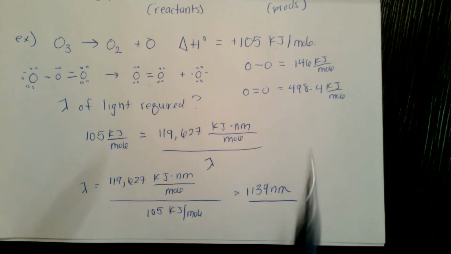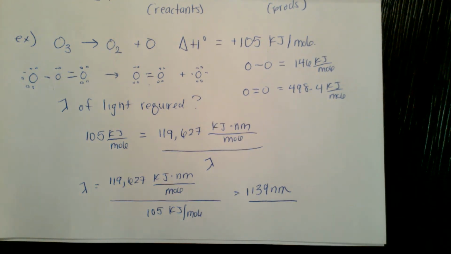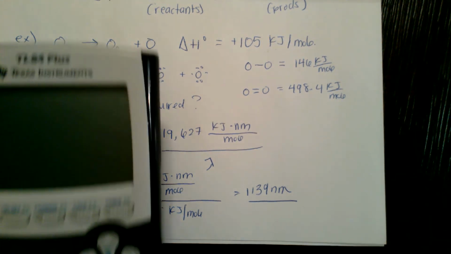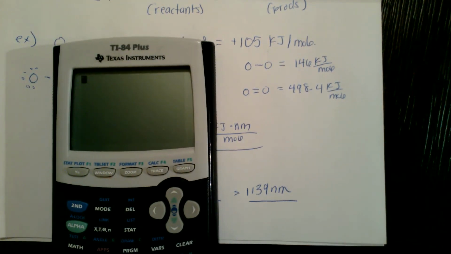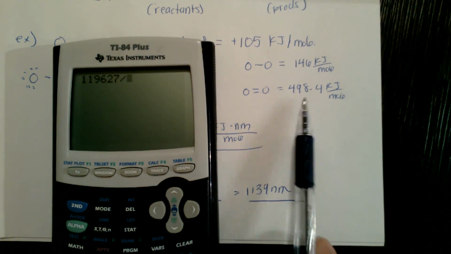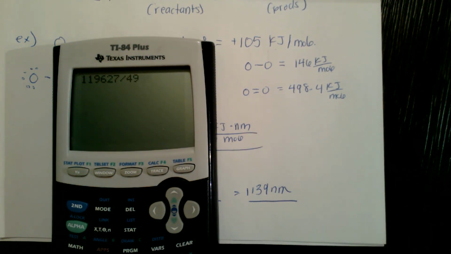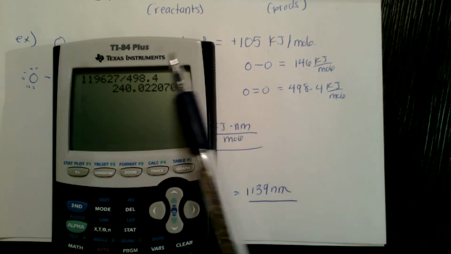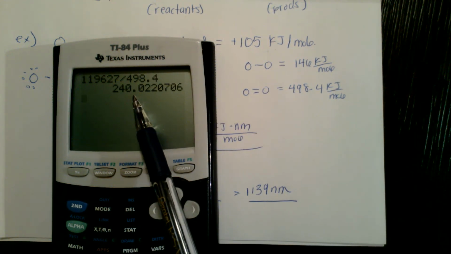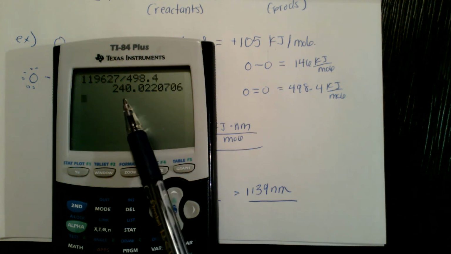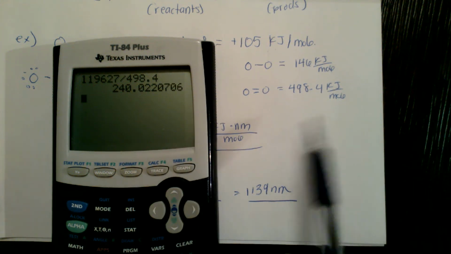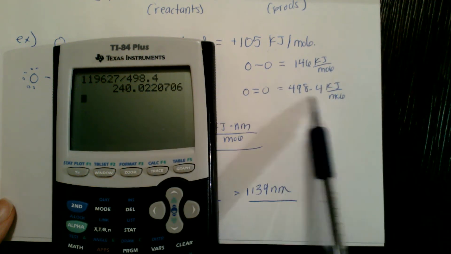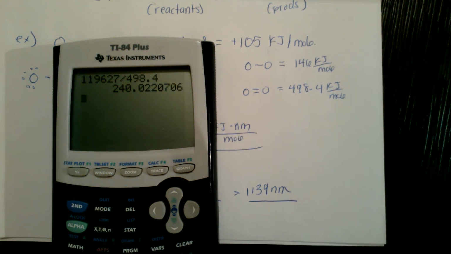So if we were to calculate the energy it takes to break the double bond, we'd have our 119,627 divided by our energy of that bond, 498.4. So the wavelength for breaking that oxygen-oxygen double bond is more like 240 nanometers. Okay, so this one is a lot more energetic, and it would take a lot more energy to break that bond.